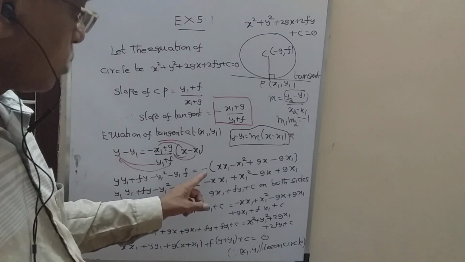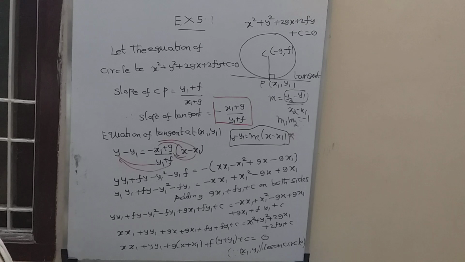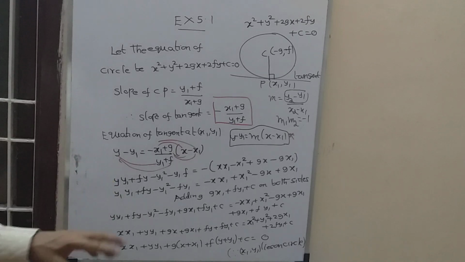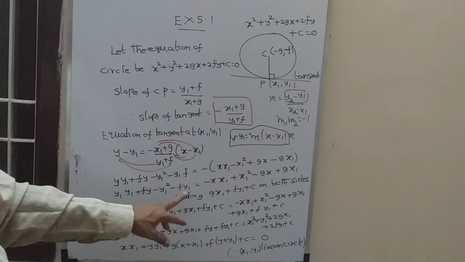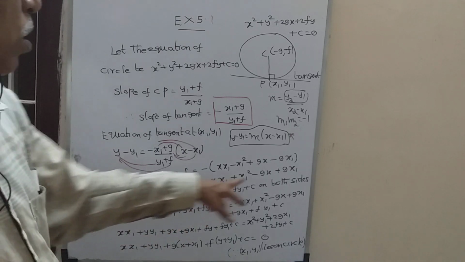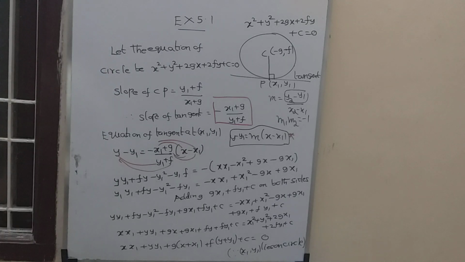Here, if we multiply all by minus, all the signs will change for us. Okay, then what is the next step? Let's see here. y1 plus fy minus y1 square minus fy1 is equal to this one we got. Then after this we have to think something.